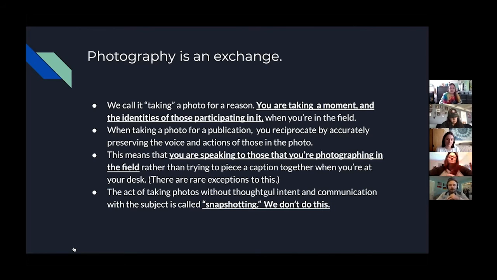It's not a matter of trying to look back at the whole event when you're back in the comfort of your own chair at your computer and looking at the photo and kind of trying to piece together a caption. I know sometimes, rarely, but sometimes we have to do that. But the goal is that we're getting all of that information in the field from the people who we took the photo of.